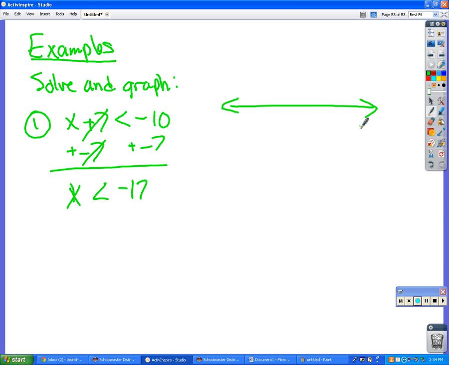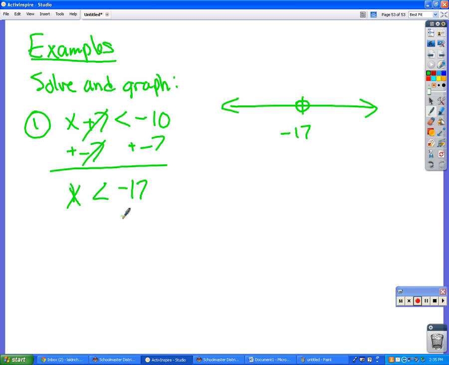So I'm going to start by putting a little mark at negative 17. So here's the big question. Is it an open circle or is it a dot? How many people think dot? How many people think open circle? Okay, it's an open circle, because it can be less than negative 17, but it can't equal negative 17. So that means it has to be an open circle.